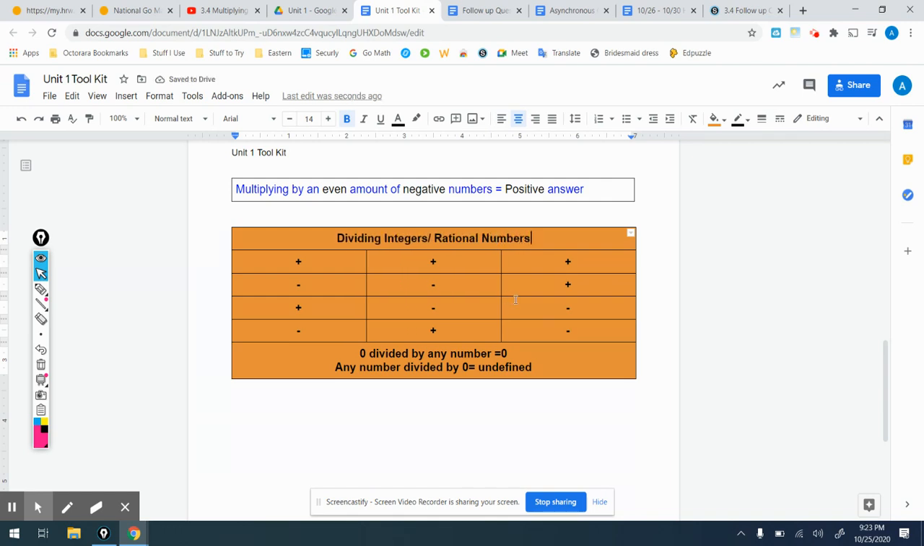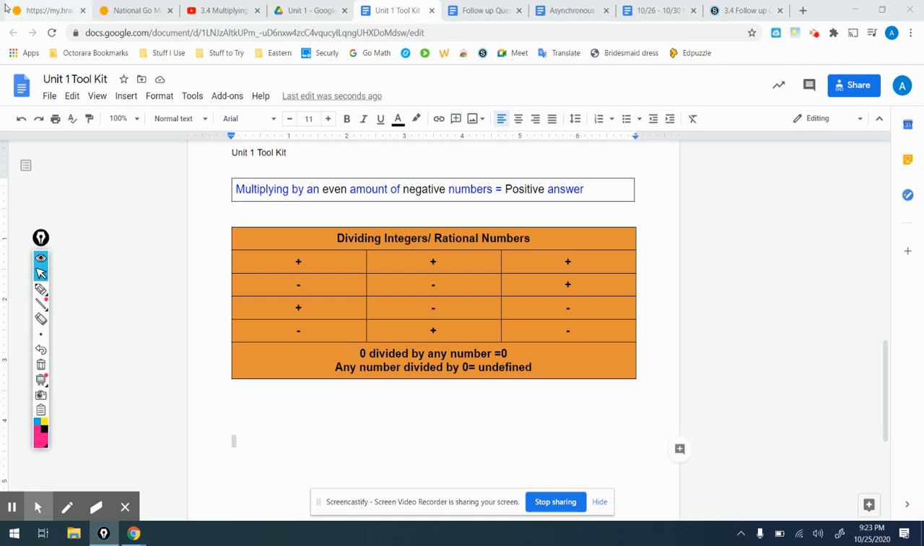Okay, so a positive number divided by a positive number is going to give you a positive answer. A negative number divided by a negative number will give you a positive answer. A positive divided by a negative equals a negative, and a negative divided by a positive gives you a negative. Okay, so there's a little bit of a pattern there you can see, and then we discussed how 0 divided by any number is 0, and any number divided by 0 is undefined. We're not going to use that a whole lot right now.